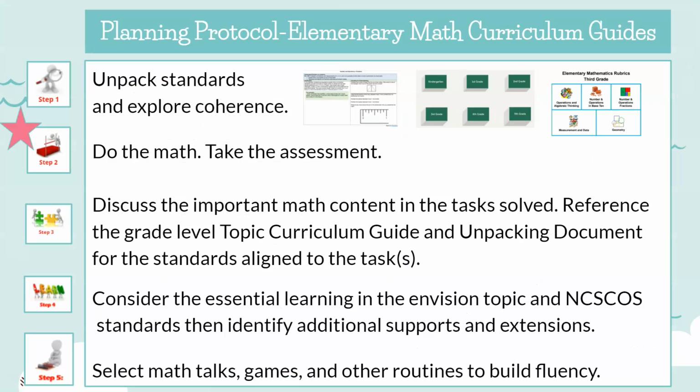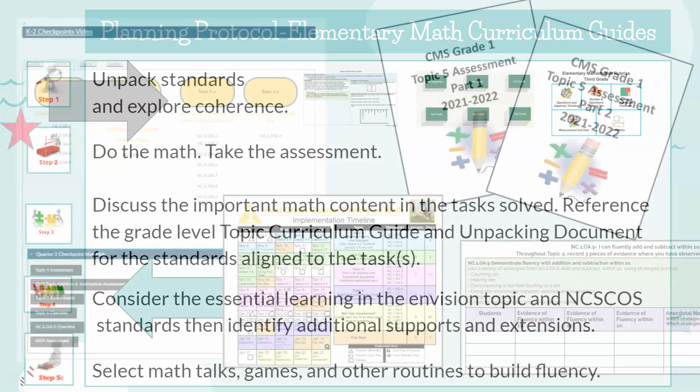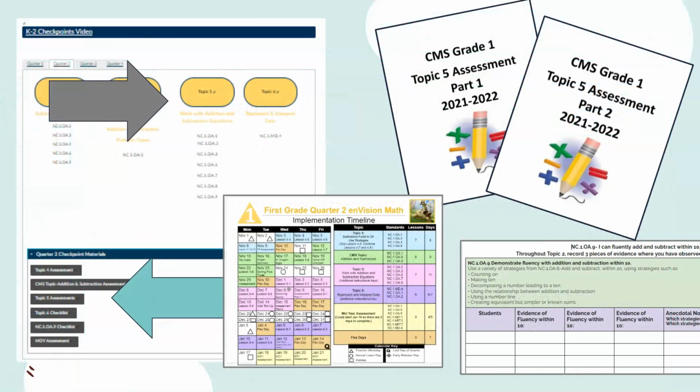Step 2, it's time to do some math. Remember, there are 2 places to find the assessments in Topic 5. You can find it under the yellow button or expand the Quarter 2 checkpoint materials bar. Topic 5 has 2 assessments. We will give Part 1 after the lesson Exploring Equality. Part 2 will be offered after the lesson Add 'em Up. Pause the video and take the assessments as a student. Jot down any notes as you solve and challenge yourself to think of several strategies students might use.